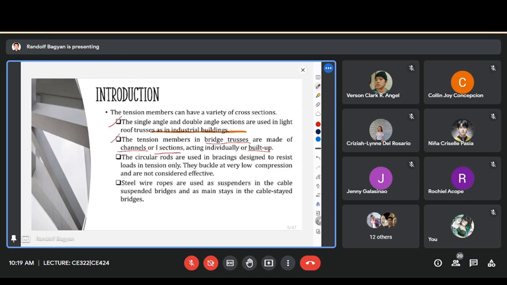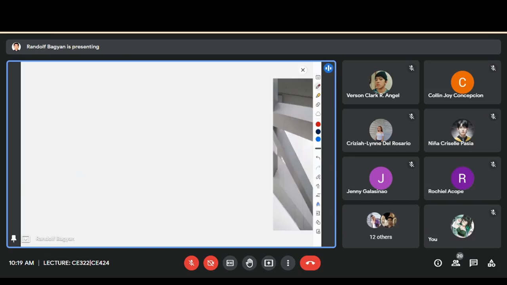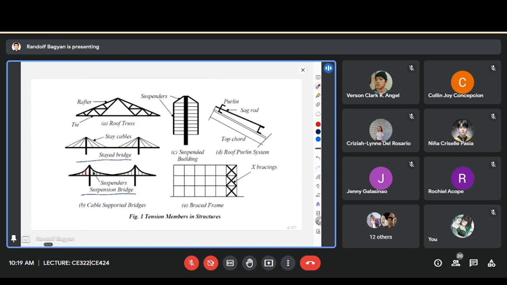What else? Circular rods are used in bracings designed to resist loads in tension only. They buckle at very low compression and are not considered effective. Okay, circular rods, those are the ones used. If you see those types, those are circular.